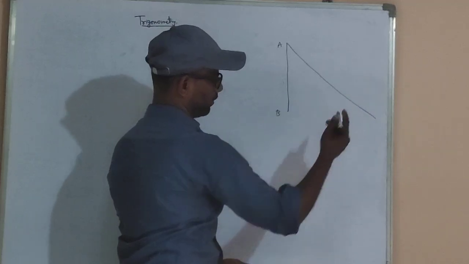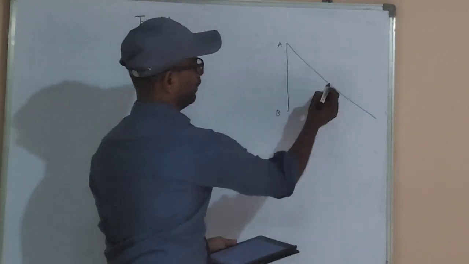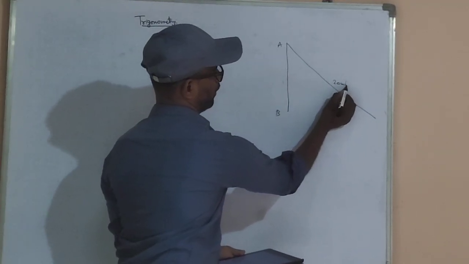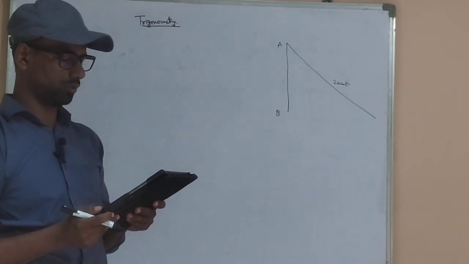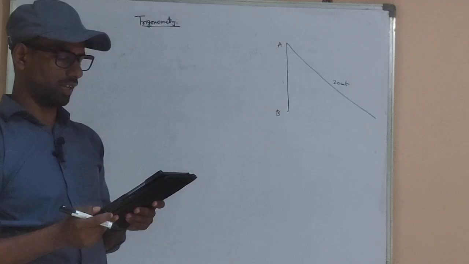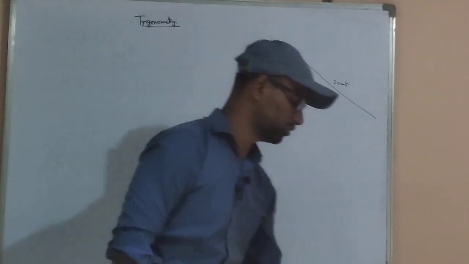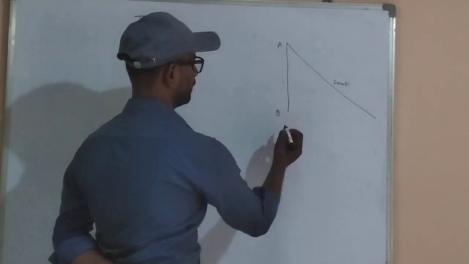ఇన్ దిస్ మ్యాన్ టై చేశాడు, విచ్ ఇస్ 20 మీటర్స్. ఈ యొక్క రోప్ అనేది 20 మీటర్స్ ఉంది. 20 meters tied to the vertical pole to the ground. Find the height of the pole if the angle made by the rope is 30 degrees. Simple question. Very, very simple question.